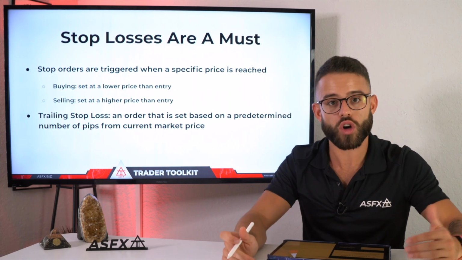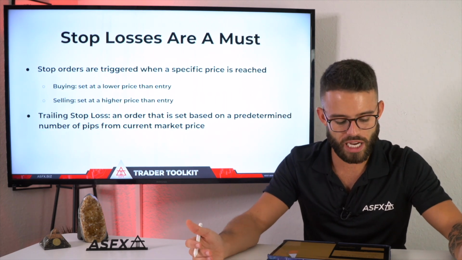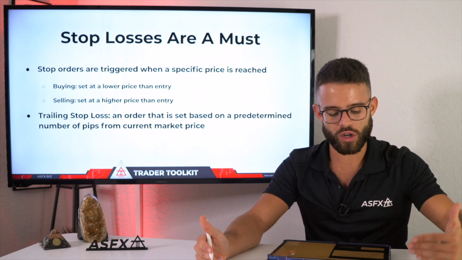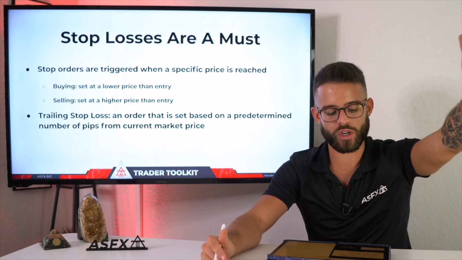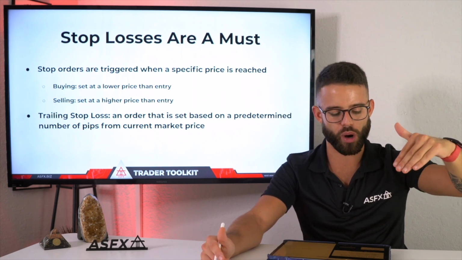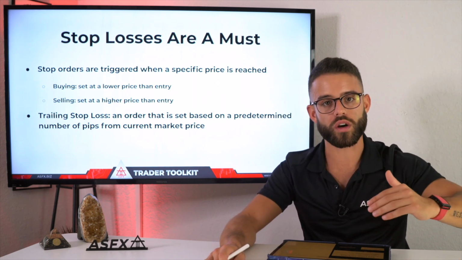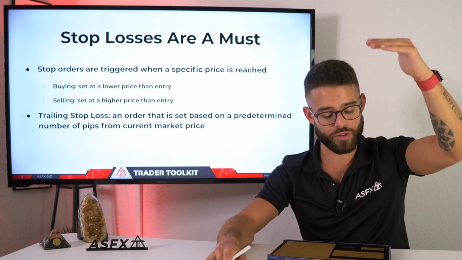Now, stop losses are also an order type. They're a limit order type as well. So stop orders are triggered at a specific price when it's reached. If you're buying, the stop is going to be set lower than your entry price. If you're selling, going short, the stop loss is going to be above your entry price.